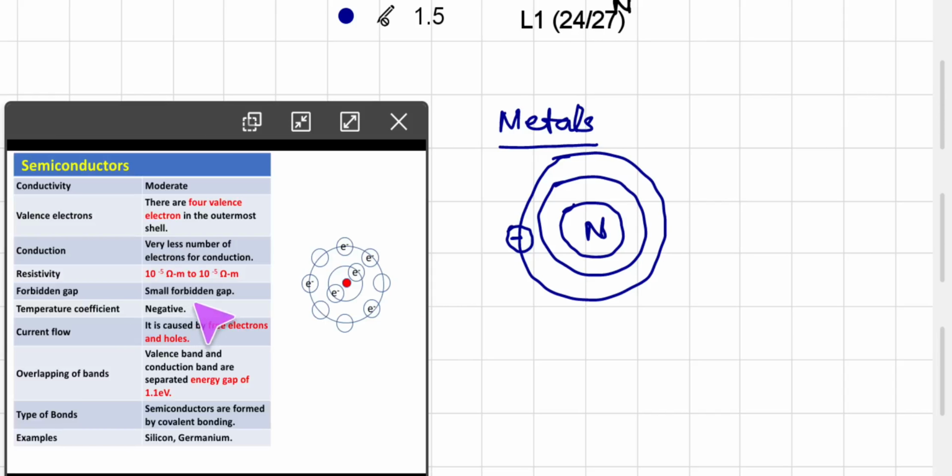So now let us consider the main type of material, which is very important for understanding the transistor. This is the semiconductor. It is called a semiconductor because it can act as a conductor as well as an insulator. The conductivity of semiconducting material is moderate, that is, the valence electrons, there are only 4 electrons in the outermost orbit.